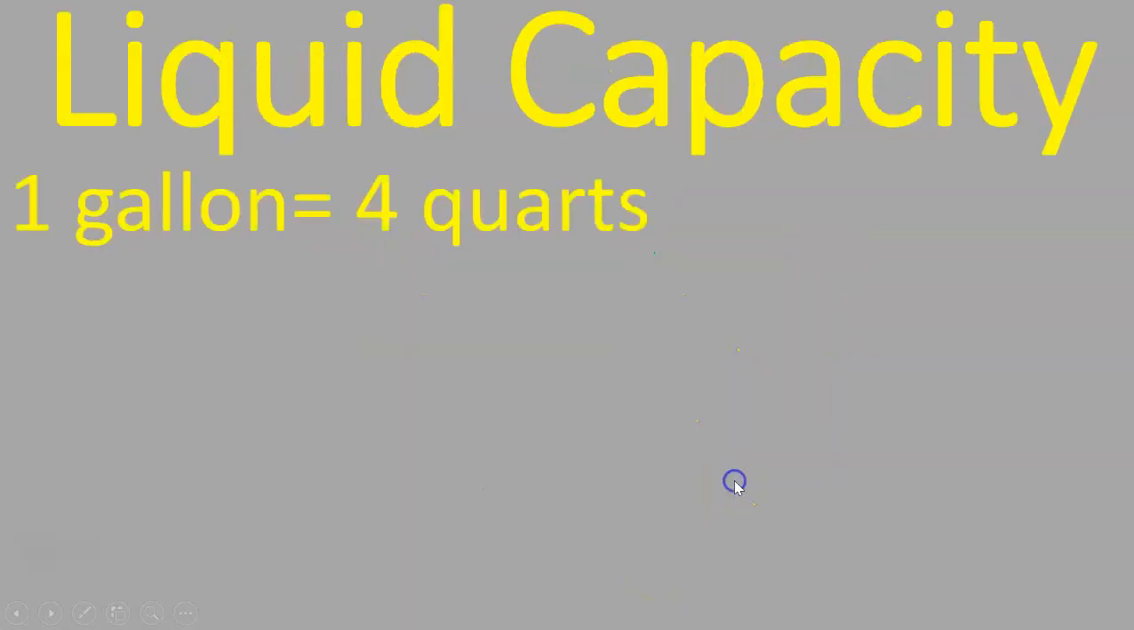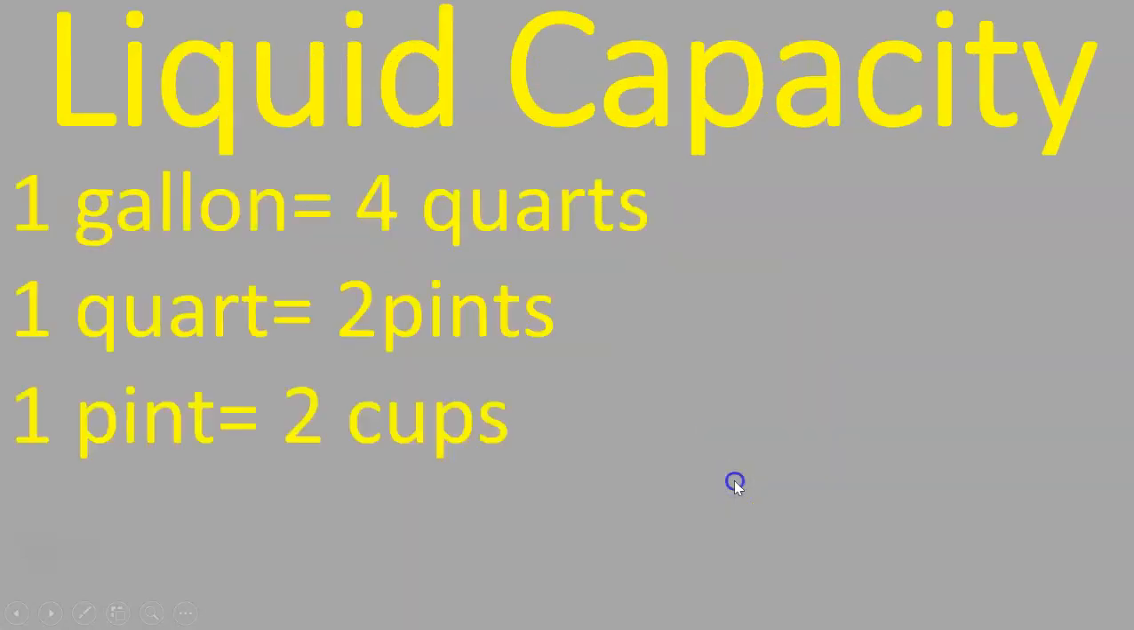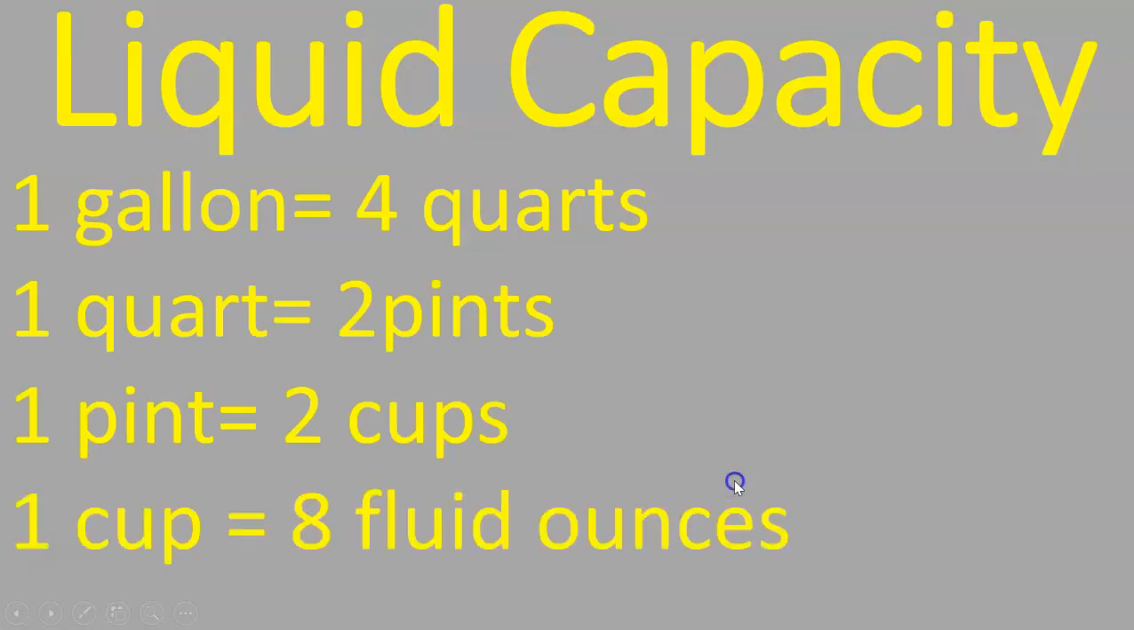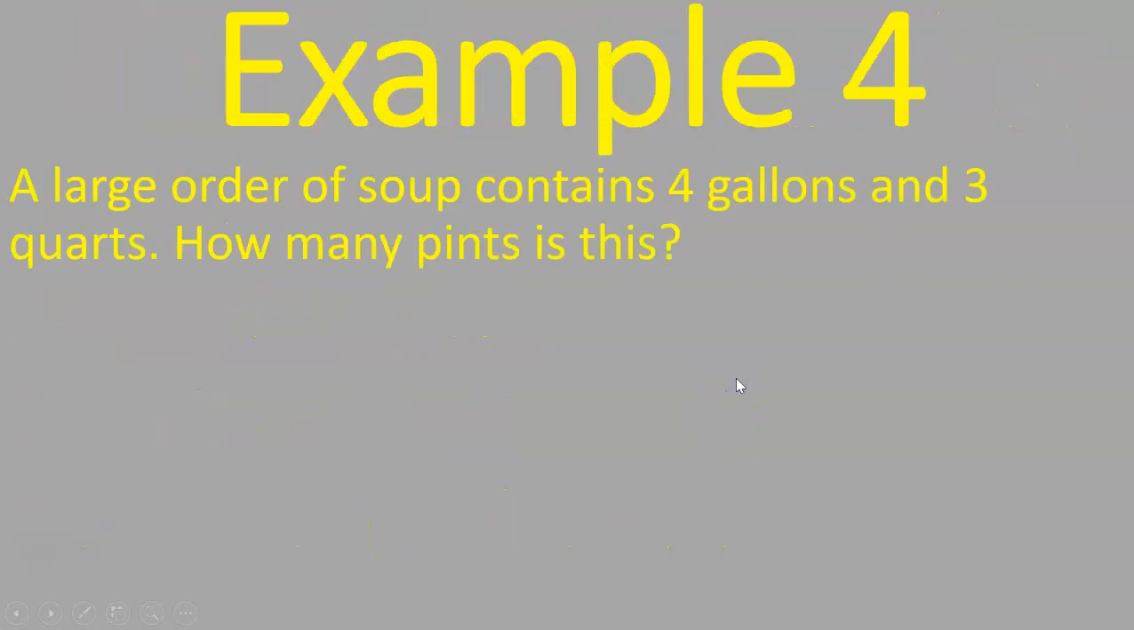Okay, liquid capacity. 1 gallon is 4 quarts, 1 quart is 2 pints, 1 pint is 2 cups, and 1 cup is 8 fluid ounces. Okay, let's look at a fourth example. A large order of soup contains 4 gallons and 3 quarts. How many pints is this? Okay, again, we've got gallons, quarts, and pints. So let's focus on this 4 gallons first.